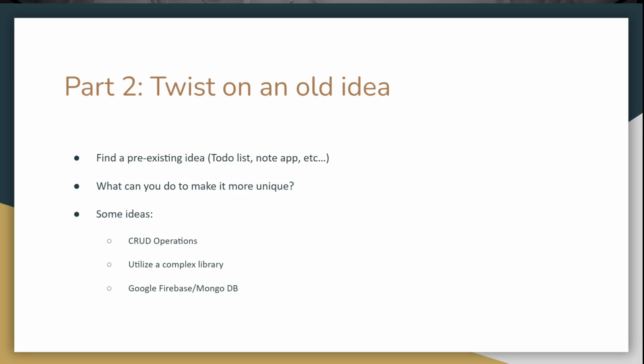And you can see at the bottom there, Google Firebase, MongoDB. Those are some kind of backends that you can integrate with there as well. One thing I'll point about Google Firebase is that it implements more than just a backend database. You can do user authentication, you can do website hosting, you can do cloud storage, all sorts of weird things with that. The last thing you can do is utilize a complex library.